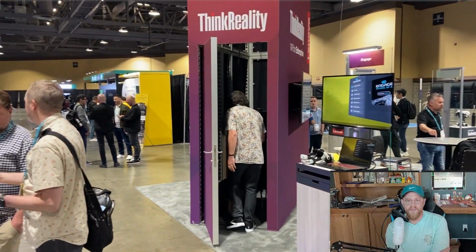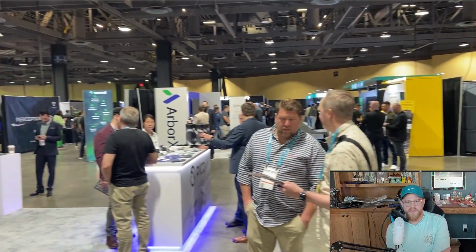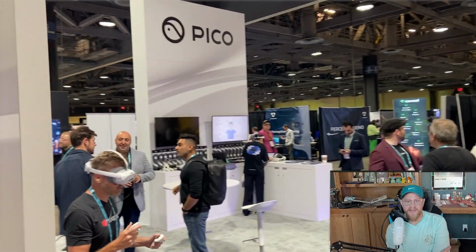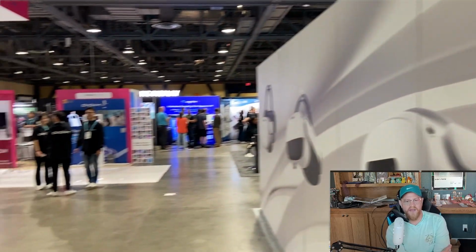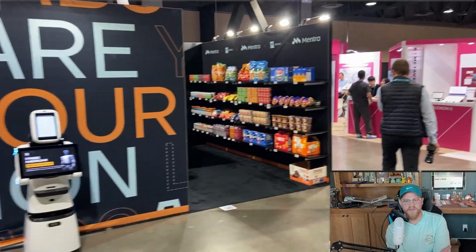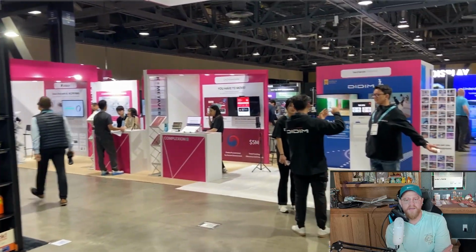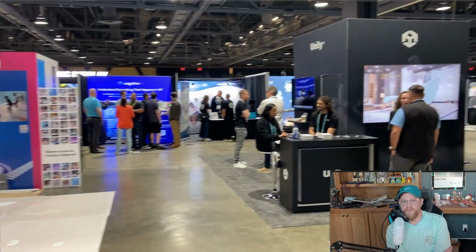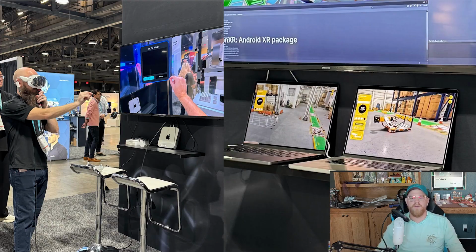Here we have some Think Reality, Lenovo solutions. Pico was right next to the Unity booth, so we got to see a lot of what they're offering. Here's another snapshot of what some of those robots are offering, as well as some VR content creators right next to the Unity booth. So now that we're over here at the Unity booth, let's talk about two things.